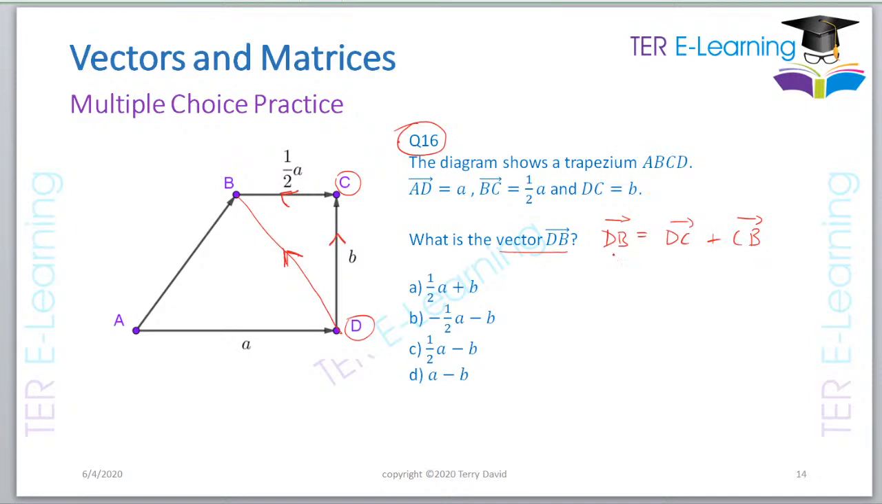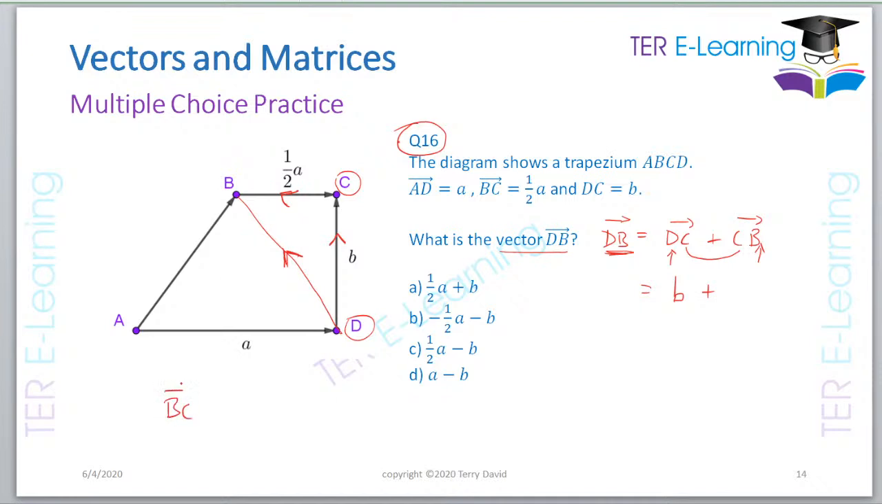Again, look at something here. Remember, you want to find DB, you must start at D and end up at B. So we're starting at D and we are ending up at B. And this point here and this point has to be the same. So now, let's look at something here. So the vector DC is actually equal to B, according to the information they give us. Plus CB.